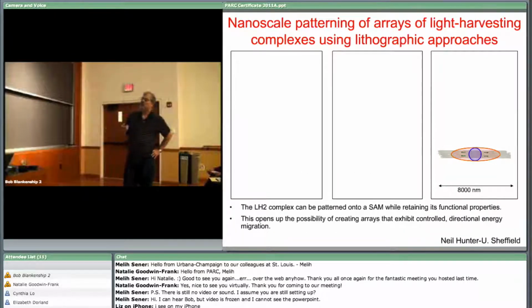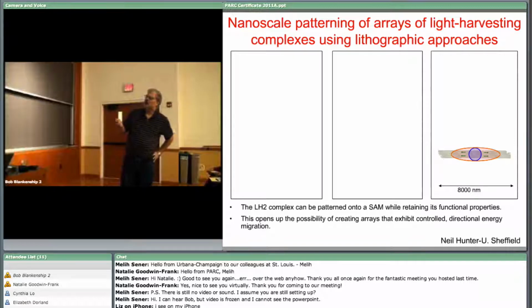This is another biohybrid system that is done by one of our PARC guys, Neil Hunter from Sheffield in the UK. And this uses techniques of lithography, like these electronic circuits, and you can put down the antenna complexes along with a certain pattern, and you can see the patterns here.